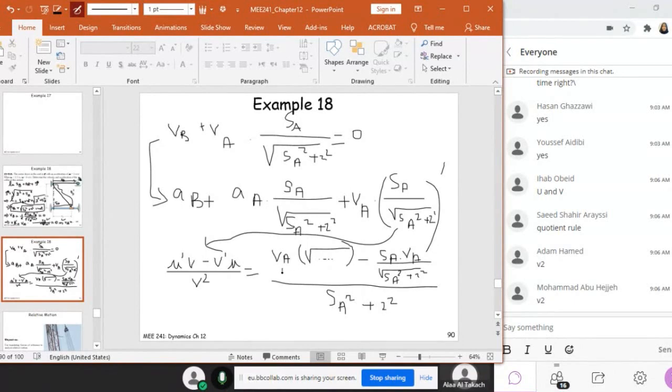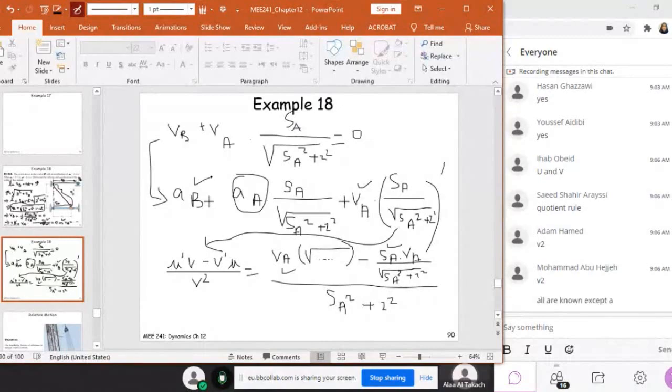Do you know why, guys? Because I know VA, and I know SA. So I can find one unique value for this ratio, and then multiply by VA that I know, and then I can have this equation of acceleration to find what is AA, because I know also AB, right? So whenever you do the derivation, it's a game of substitution. Okay, guys? Okay? Do you have any questions so far?